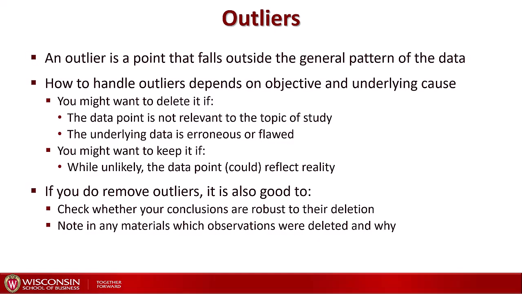Another instance where we want to delete the data is when we think that the underlying data is erroneous or flawed. This will actually happen quite frequently, where somebody will mistype information as they are collecting it. You will look at it in terms of an outlier and you will see that it's obviously flawed, and so that there is no way that it can be true.